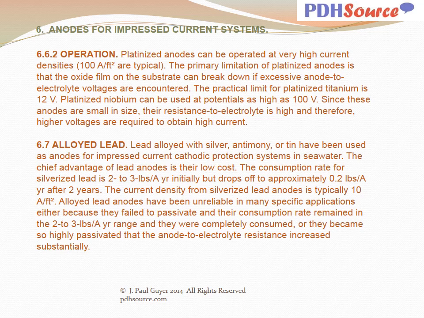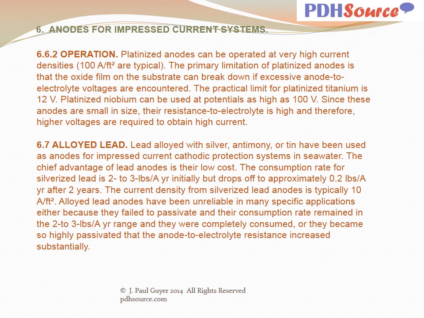Lead alloyed with silver, antimony, or tin have been used as anodes for impressed current cathodic protection systems in seawater. The chief advantage of lead anodes is their low cost. The consumption rate for silverized lead is 2 to 3 pounds per ampere year initially, but drops off to approximately 0.2 pounds per ampere year after 2 years. The current density from silverized lead anodes is typically 10 amperes per square foot.